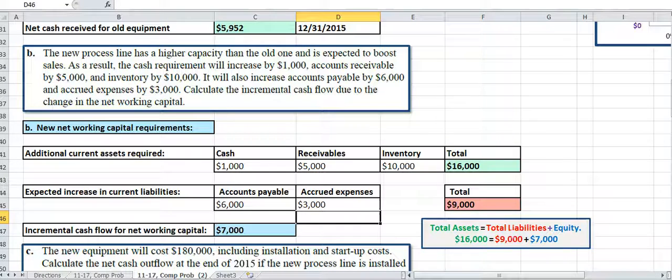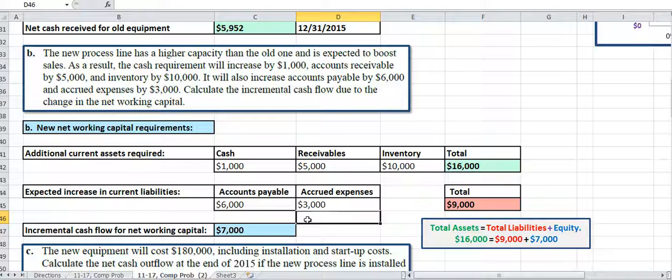Okay, now we know from chapter 4, I believe, that total assets have to equal total liabilities plus common stock equity. So if we're going to increase our current assets by 16,000, and we're only going to increase our current liabilities by 9, that's going to give us a need of additional working capital of $7,000, because these have to be equal. If they're going to increase, they need to increase equally in order for this to hold true.